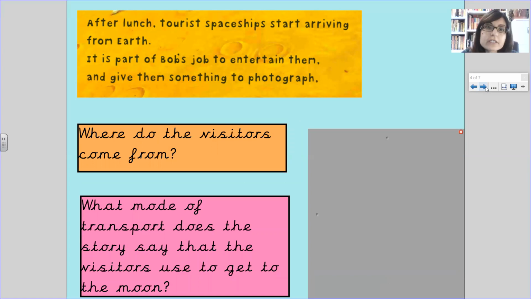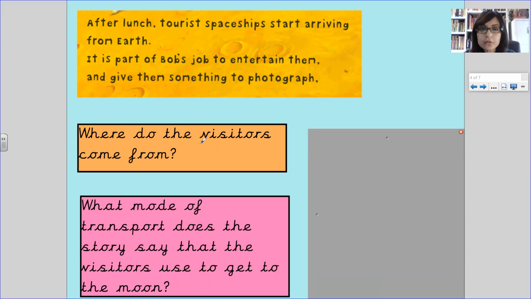After lunch, tourist spaceships start arriving from Earth. It is part of Bob's job to entertain them and give them something to photograph. Our first question is, where do the visitors come from? If you'd like to have a go at this by yourself, pause the video here. Right, where do the visitors come from?